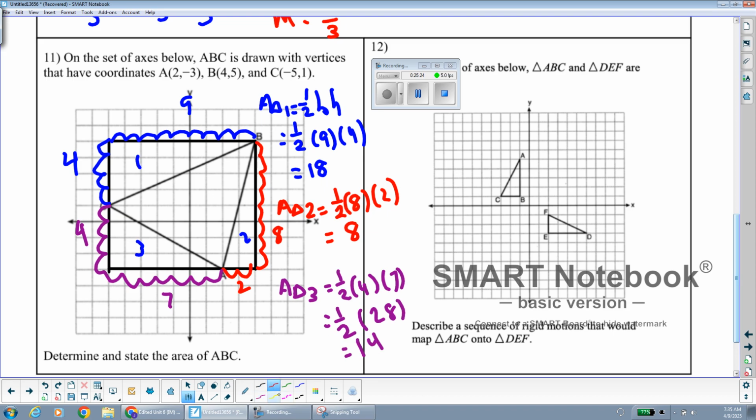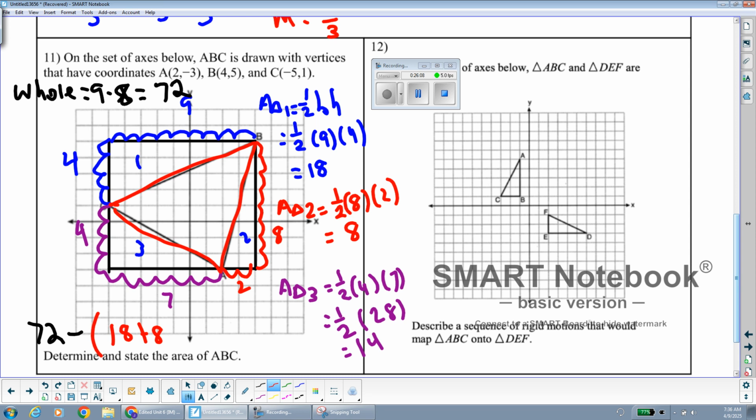So if I take the area of the whole box and subtract off the areas of these triangles, I'll be left with the area of the inner triangle, which is what I want. So the whole box is 1, 2, 3, 4, 5, 6, 7, 8, 9. 1, 2, 3, 4, 5, 6, 7, 8. It's a 9 by 8 box. So the area of the whole is 9 times 8, which is 72.